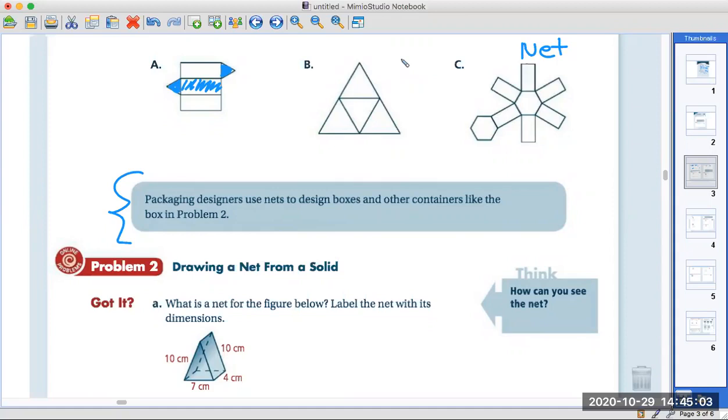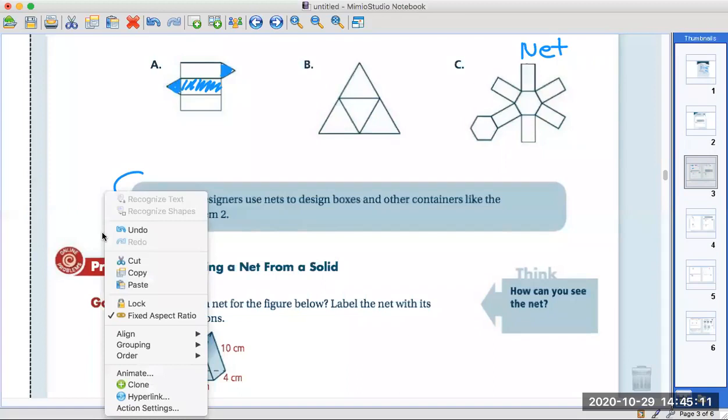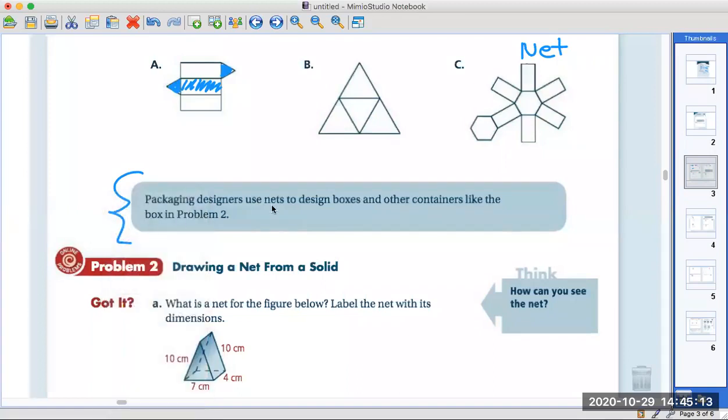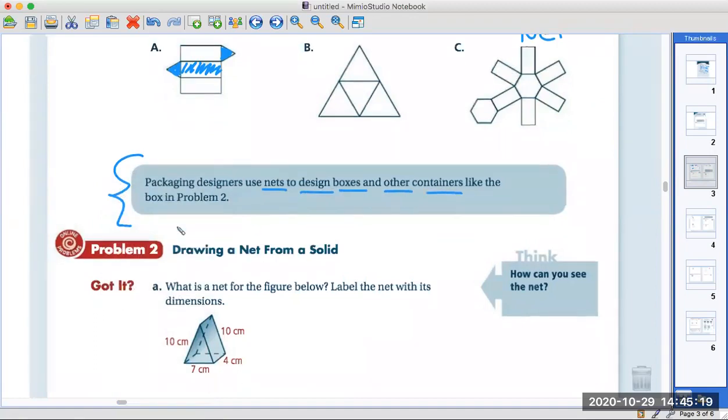Yeah, so you want to make sure your product has a lot of stuff in it, yet you're using very little packaging. So it's called maximizing. So that's a very good job to get into designing those. And they use nets to design boxes and other containers like this.